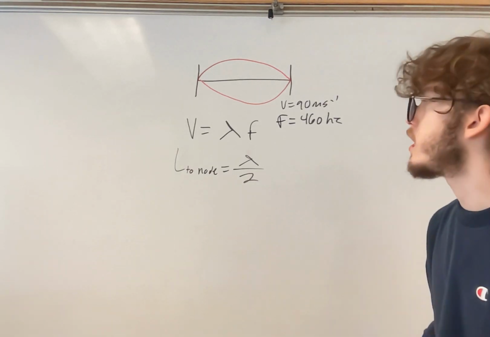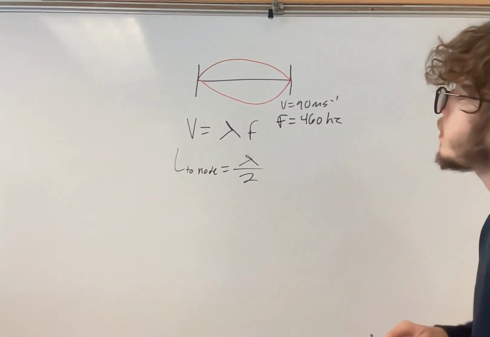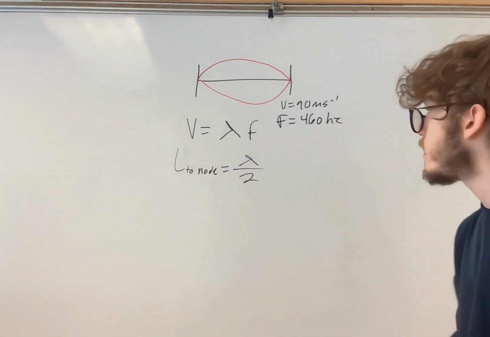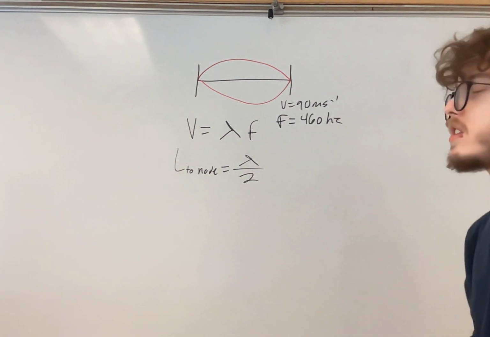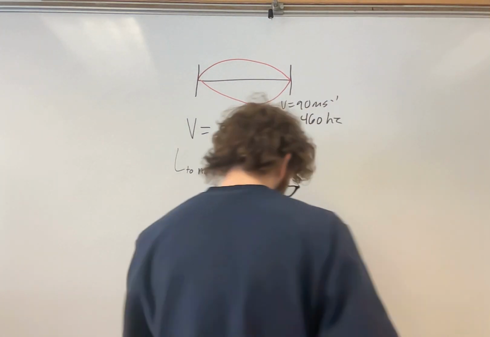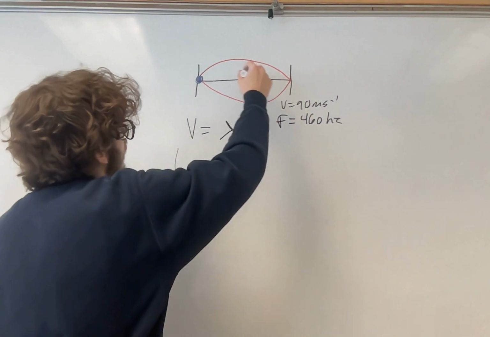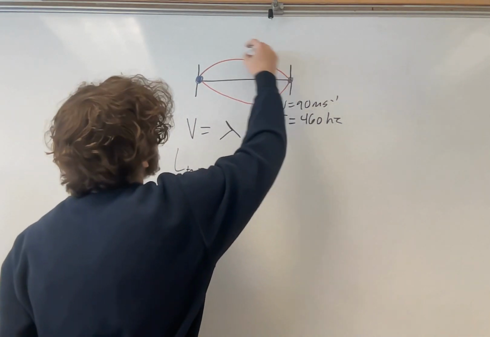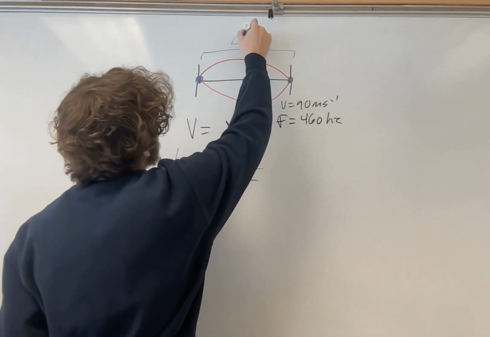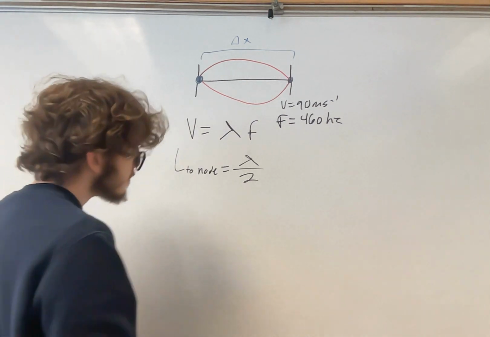So we have a string here, let's say on a guitar string, and we pluck it, and the wave speed we're told is 90 meters a second, where the frequency is 460 hertz. We are asked to find, given that this is the first harmonic, what's the length between the nodes? So what's delta x here? That's what we're trying to find.